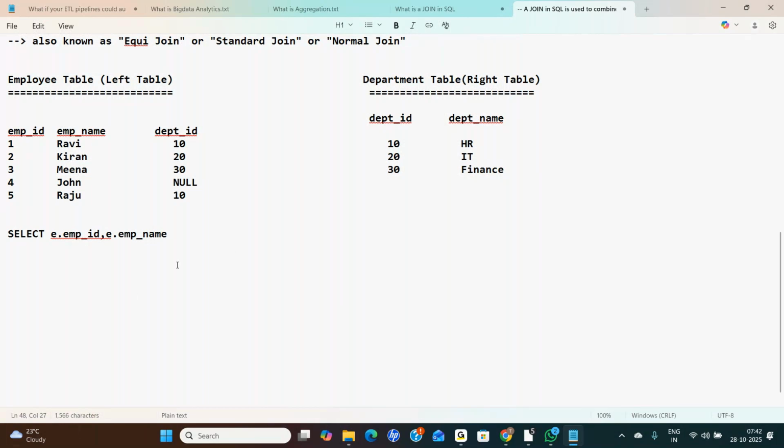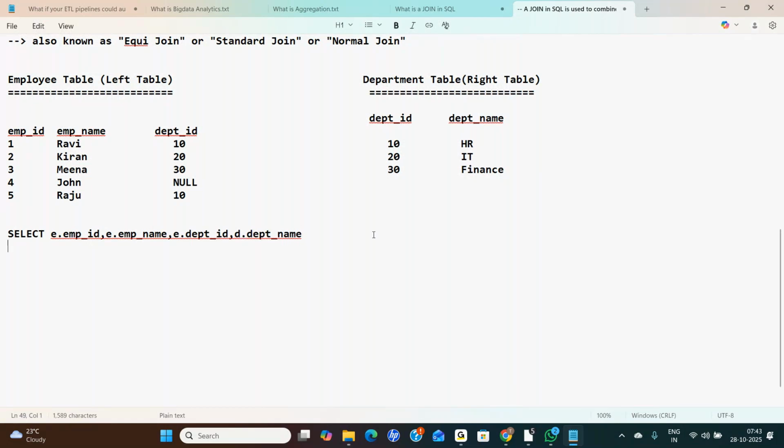And E dot emp name, comma, E dot department underscore ID, comma, again D dot department underscore name. Department ID is already there, that's the reason I'm just combining the column from the other table. The department table alias name is D.